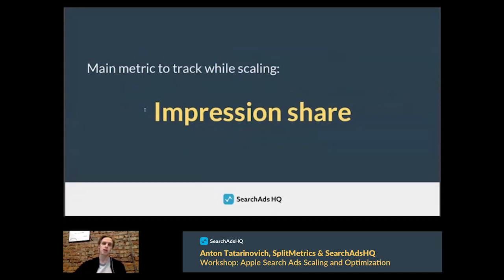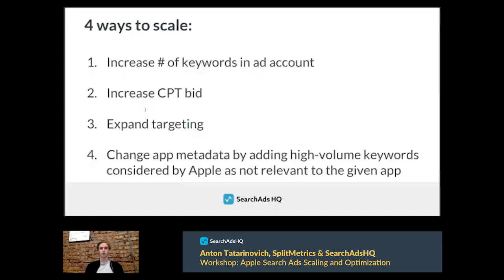So then let's move to the scaling itself. There are 4 ways to scale overall and increase your traffic volume. First is to increase the number of keywords in that account, which is kind of obvious. Second one, you may increase your CPA bid. Third one, expand your targeting. And you may change your app metadata by adding some high volume keywords, which are considered by Apple as not relevant to the given app.